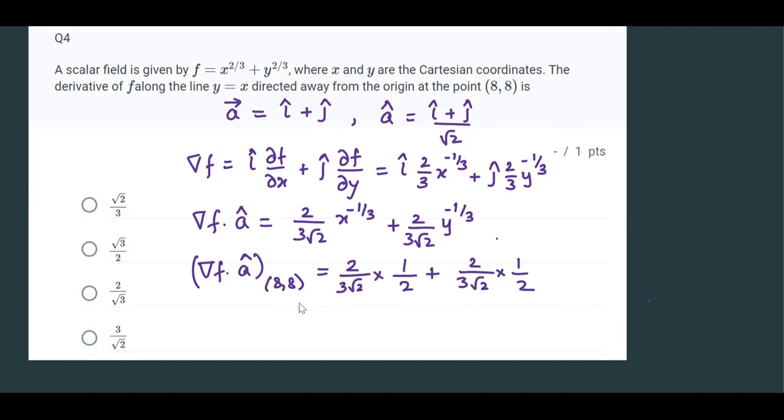So we get 1 cancels. This is 1 by 3 root 2 plus 1 by 3 root 2. So you'll get 2 by 3 root 2, which is root 2 upon 3. Root 2 upon 3 is the correct option.